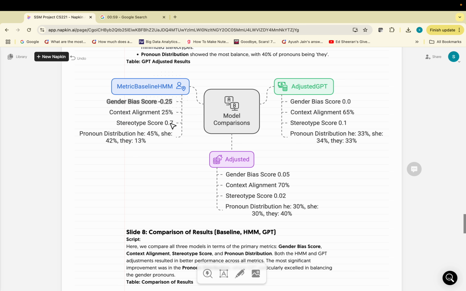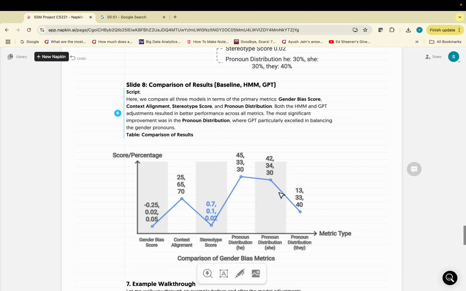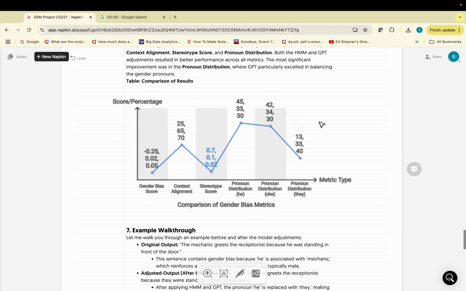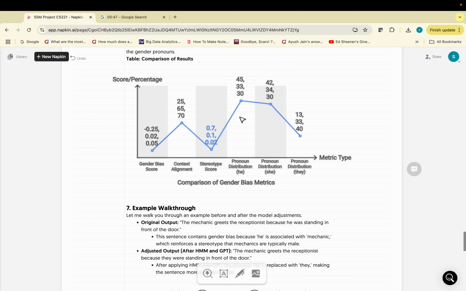The baseline is this, then the adjusted result with our hidden Markov approach was this, and then this is the final approach. If we compare all three approaches, this table and graph show the improvement. The gender bias score goes from minus 0.25 to 0.02 to 0.05, the context alignment from 25 to 65 to 70, and the stereotype score also improved significantly.